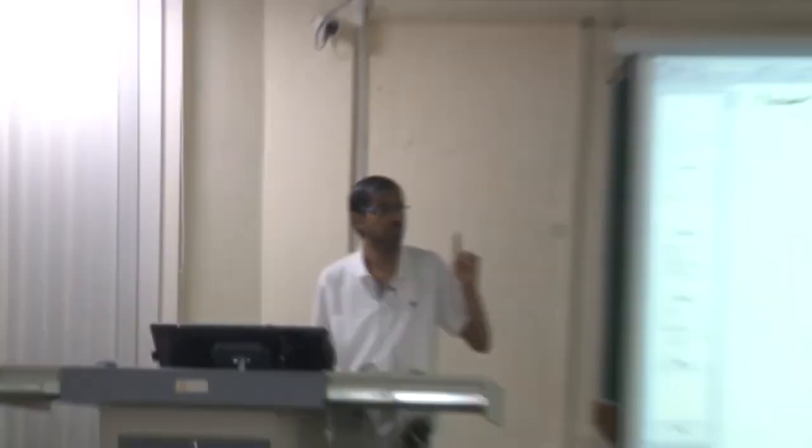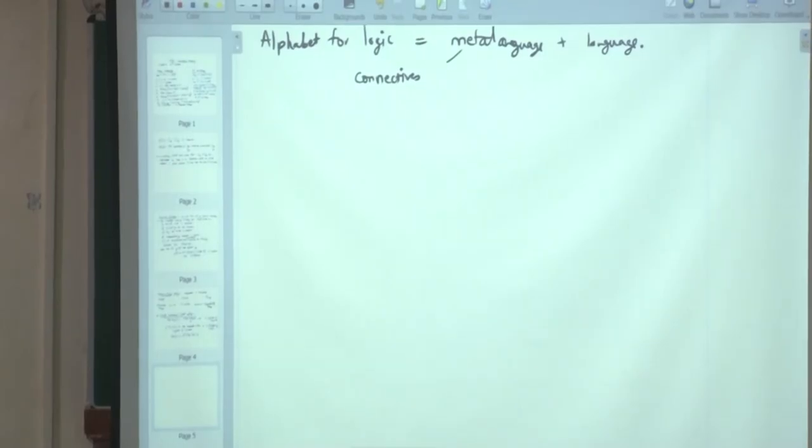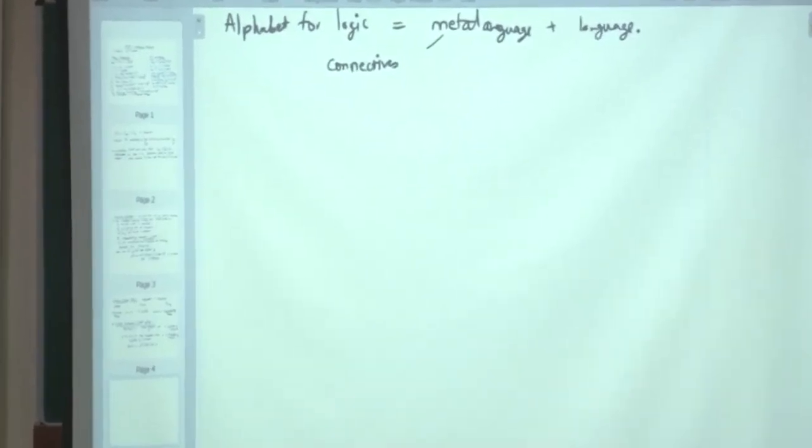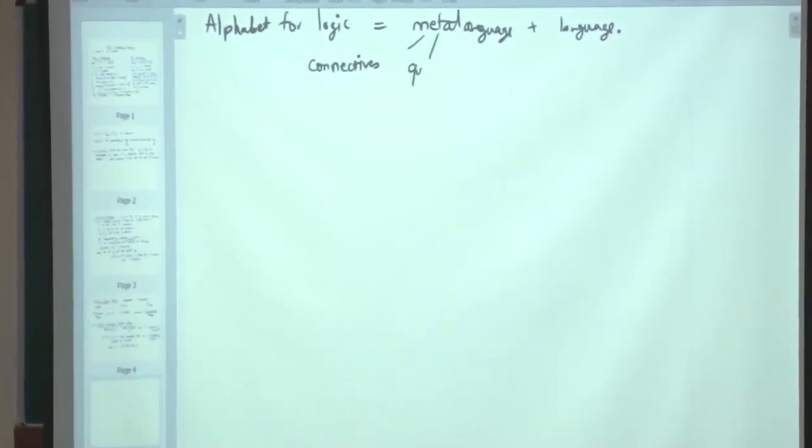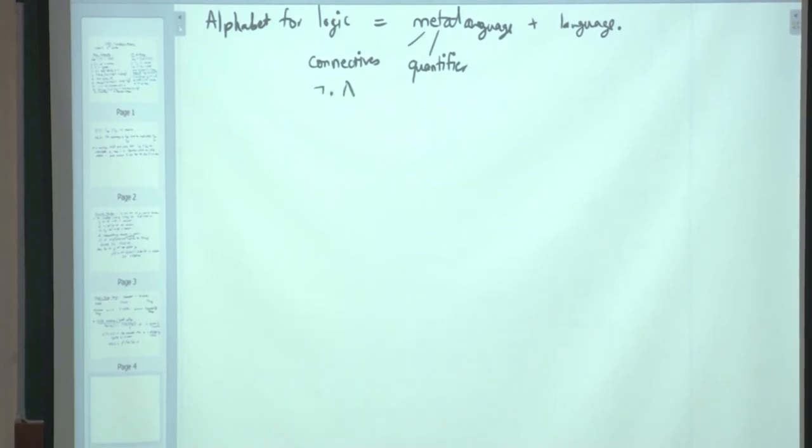Well, this is meta language plus language. In meta language, we had quantifiers, we had connectives. How many of them? Just two, negation, conjunction. Then we also had one quantifier. How many? Just one. Yeah, let me write them down.